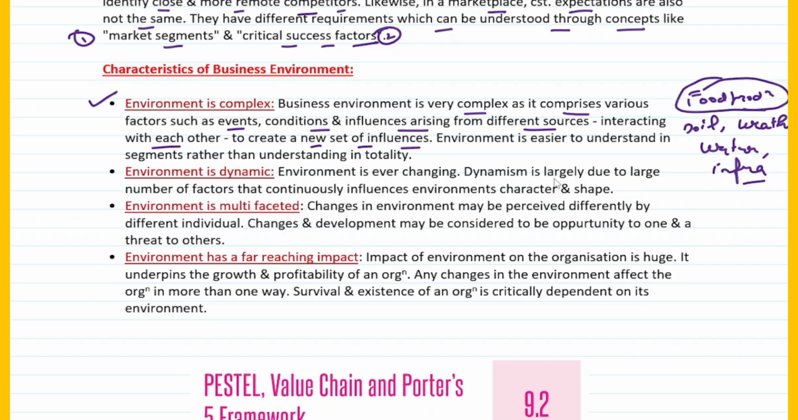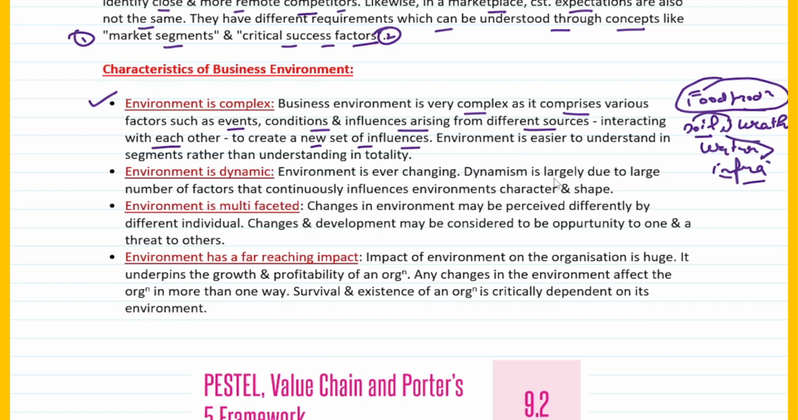That's what this point is talking about, right? Let's read it once again; we would be able to interpret it better. The business environment is very complex as it comprises various factors such as events, conditions and influences arising from different sources. So these can be soil, weather, water and infrastructure when we talk about food production, interacting with each other. They have a solid correlation with each other; without one, the other cannot perform, to create a new set of influences.